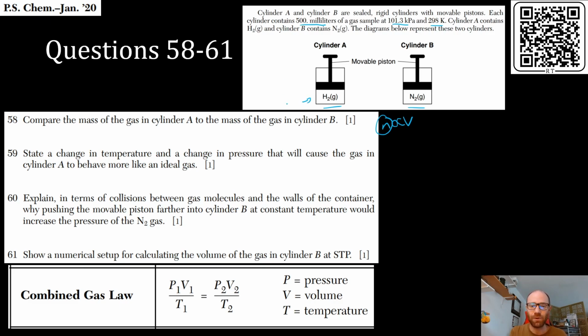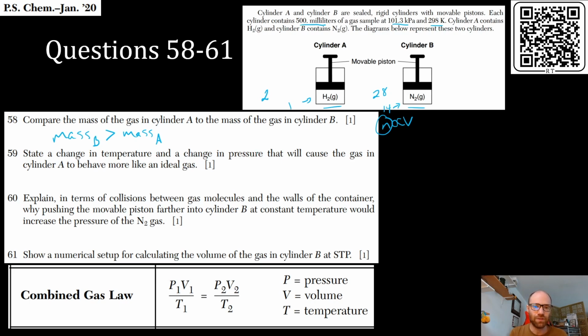Hydrogen is atomic number 1, so this is 2 per molecule. That's wrong, it's the mass of 1. Nitrogen has a mass of 14, so that's 28 per particle. So the mass of cylinder B is going to be way greater than the mass of cylinder A. Don't get me wrong, there will be the same number of particles in both containers, but since the particles are more massive, the mass of the whole gas is bigger for the nitrogen sample.